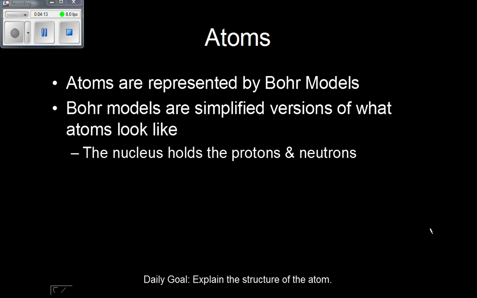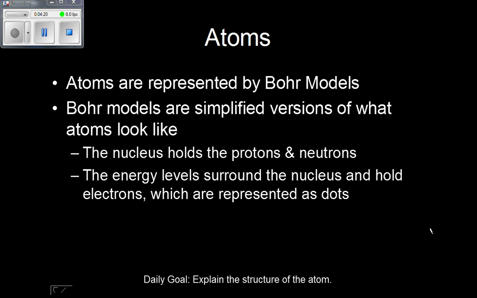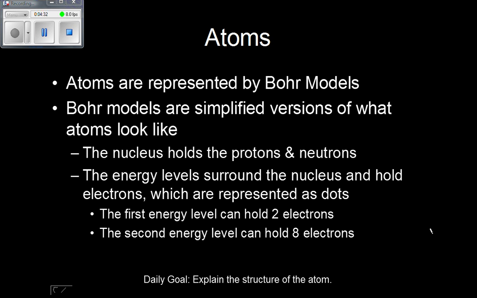Just as in the atom, we represent in a Bohr model the nucleus with the protons and the neutrons, and we draw circles to represent the energy levels that surround the nucleus. Within these circles, we represent the electrons as dots. The first energy level of an atom can hold 2 electrons. The second energy level can hold 8 electrons. And the third energy level can hold 16 electrons.